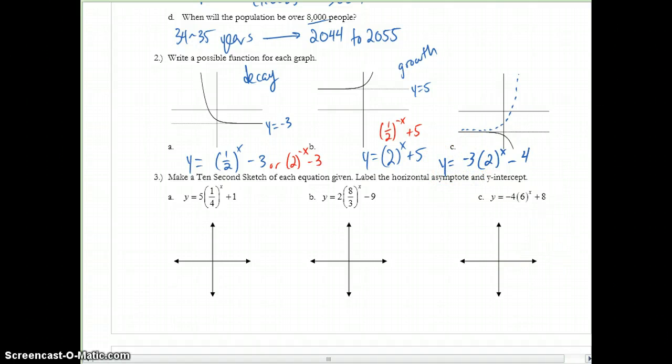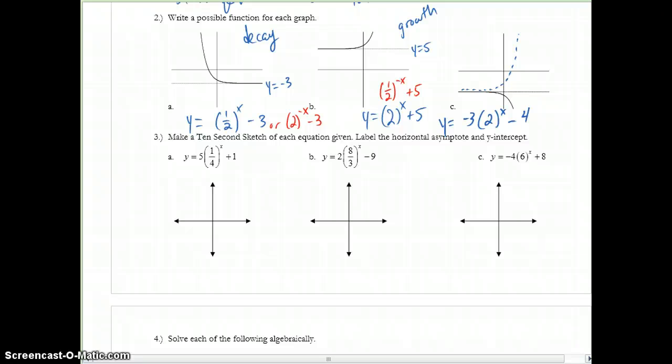For questions 3, parts A, B, and C, I want to know if the graph is growth or decay, how does it shift, what's the y-intercept? So it shifts up 1 to y equals 1. It's decay, because 1/4 is less than 1. And to find out the y-intercept, I want to plug in 0 for x. So you have 5 plus 1, that's 6. Our y-intercept is at 6.